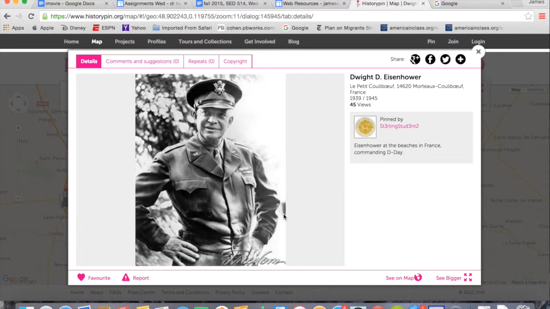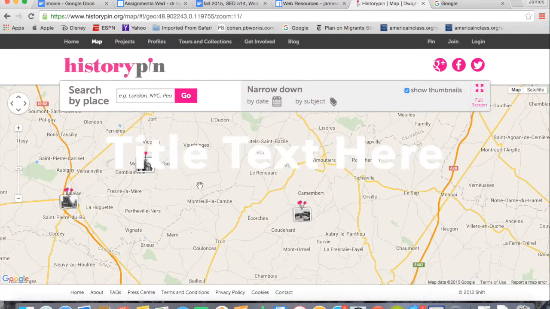Dwight D. Eisenhower at this location where it's pinned.